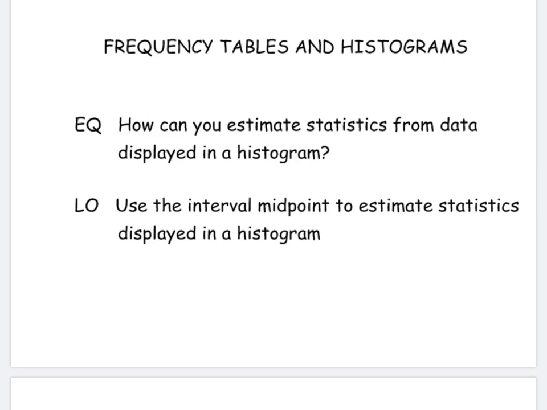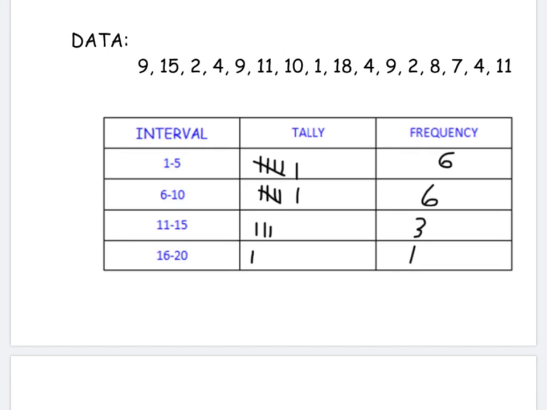This lesson is focusing on how to create a histogram and a frequency table, and then how to interpret the data that you see presented in it. So let's say these are our data pieces. A frequency table is a table like what you see below. It has 3 columns: 1, interval, 2, tally, and then the third is the frequency.